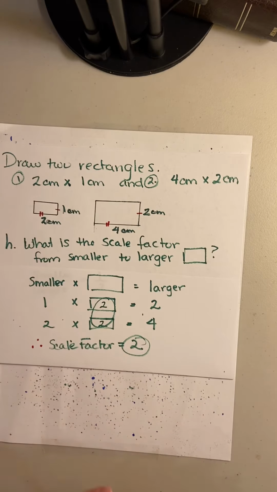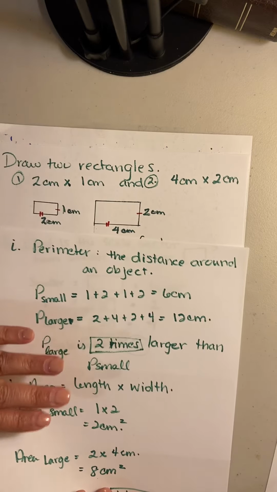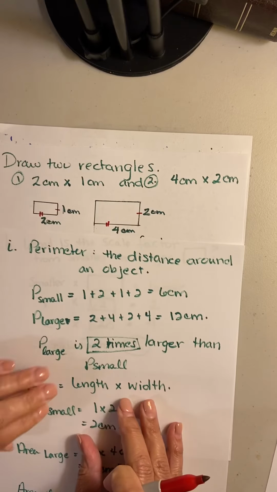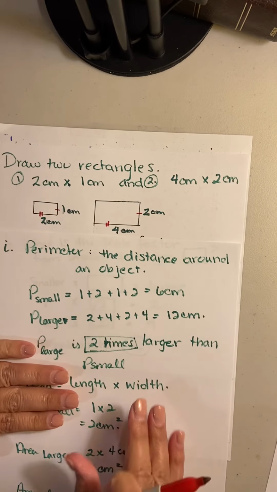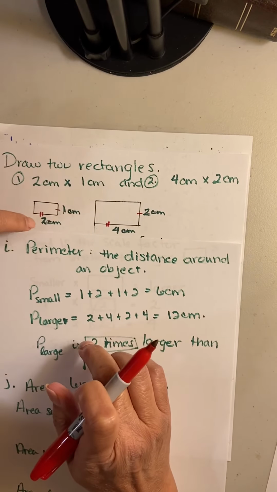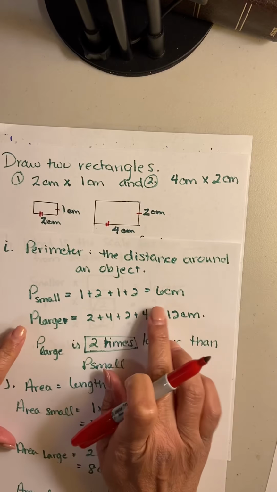Okay, let me go ahead and get I and just leave it here. I'm going to leave my picture there so you can see it. I says the perimeter of the larger rectangle is how many times the perimeter of the smaller rectangle. So first, I got to find the perimeter, and we know how to find the perimeter. It's the distance around the object. So I go around, and it's 1 plus 2, 1 plus 2. It turns out the perimeter of the smaller rectangle is 6 centimeters.